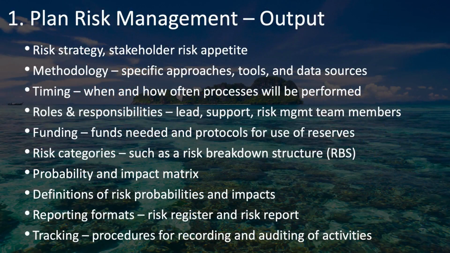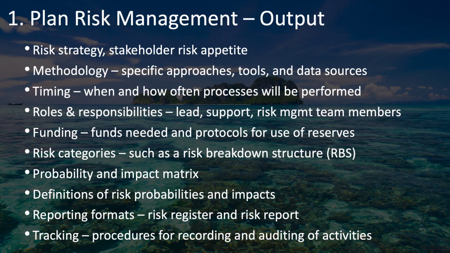The primary output of the plan risk management process is the risk management plan, which includes your risk strategy and your stakeholder risk appetite, the methodology that you're going to use in planning and managing risk, the timing of when you're going to do which risk management processes, the roles and responsibilities of the different people involved in risk management, who should be involved and what they should be doing, any funding requirements that you need in order to perform risk management.